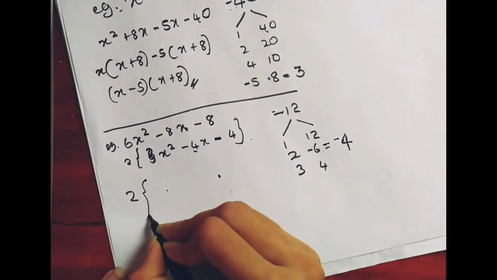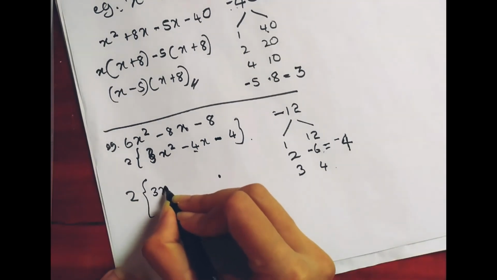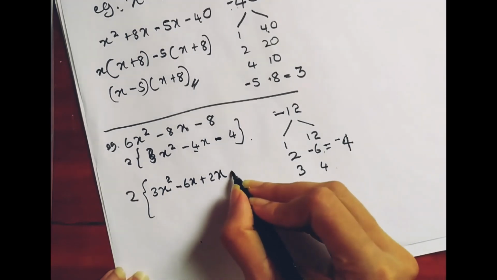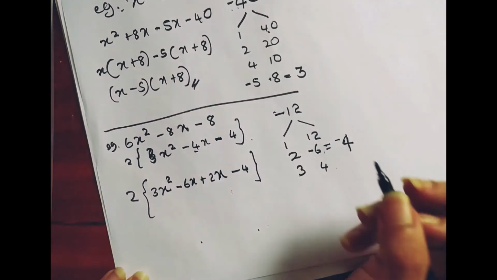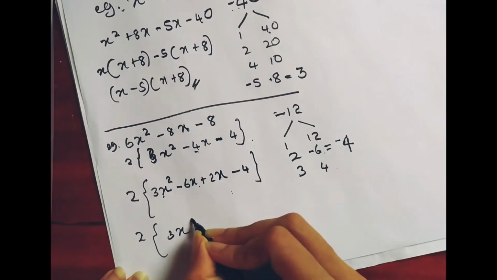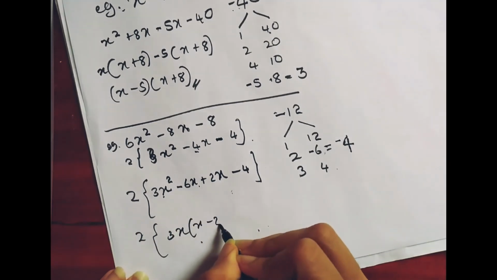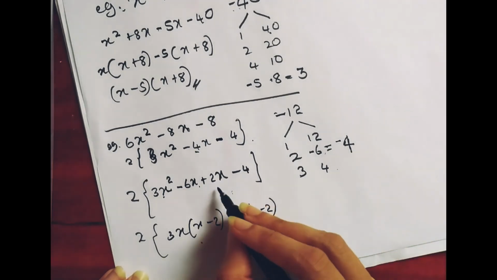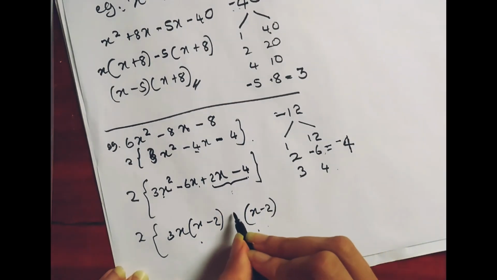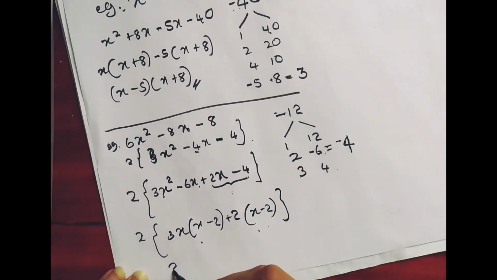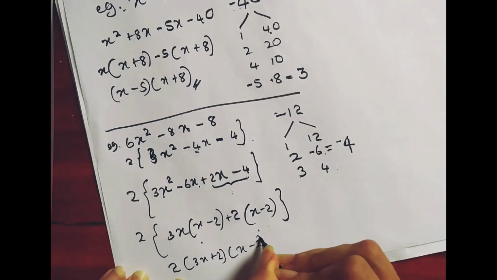Now, the terms are 3x squared minus 6x plus 2x minus 4. Okay. Then here I can take 3x out. So then here x, here it is minus 2. So I'm going to write the same thing here. Then I'm going to see how I'm going to make this. So it will be 2. Right? Then this will be 2 times (3x plus 2) into (x minus 2).